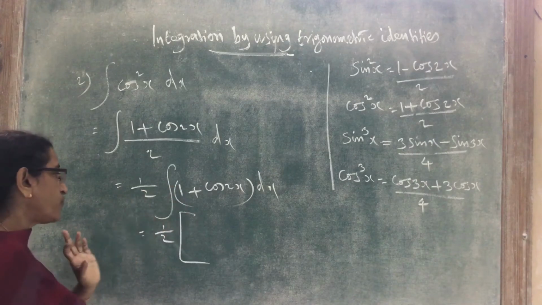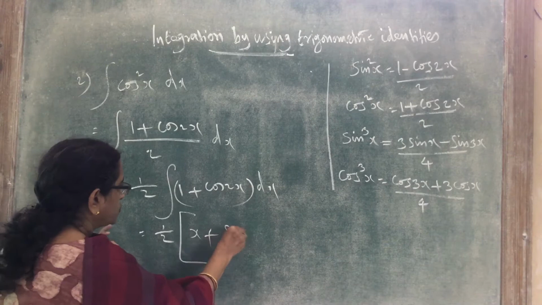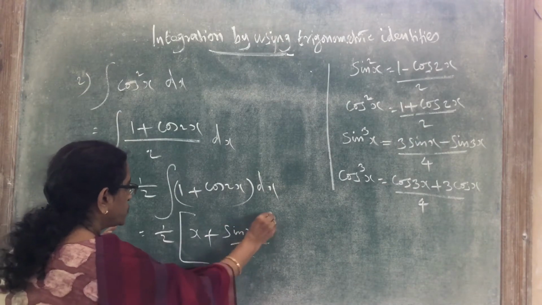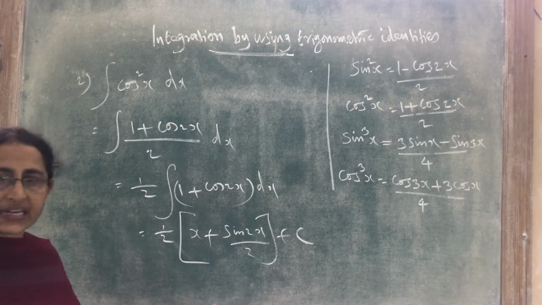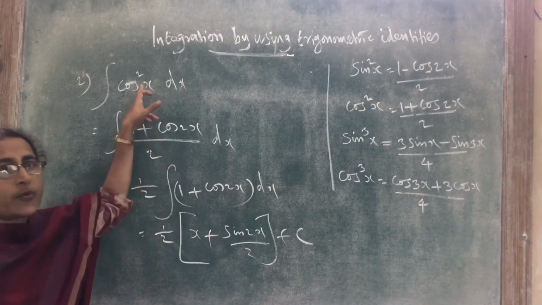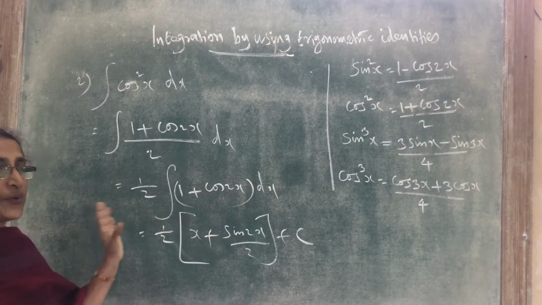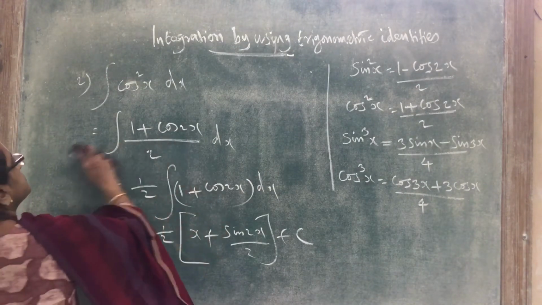So the integral of 1 is x, plus the integral of cos 2x is sin 2x by 2, plus c. Directly we write. If you know this identity, this formula for cos square x, then the remaining part is easy. So we have to study all the identities.